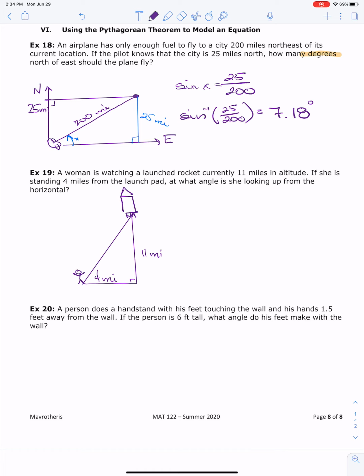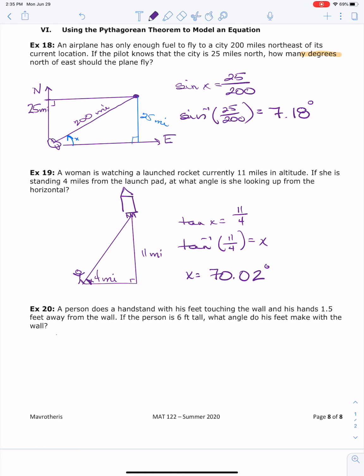And so we're looking for what angle she's looking up from the horizontal. So we're looking for this angle right here. We have the opposite side and the adjacent side. So the tangent of x equals opposite over adjacent. Inverse tangent of that 11 over 4 should give us x. And we get an angle of 70.02 degrees.